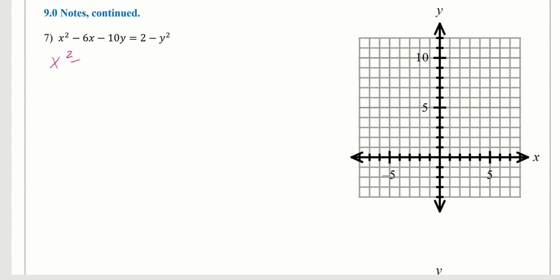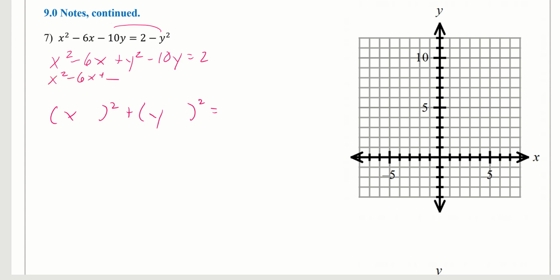So I've got x squared minus 6x. Now I'm going to add this guy over. So plus y squared minus 10y is equal to 2. All right. So now I'm going to complete the squares. So this is going to be x squared plus y squared is equal to something. So here this will be x squared minus 6x plus something plus y squared minus 10y plus something is equal to 2 plus something plus something. Cool. What are those somethings?